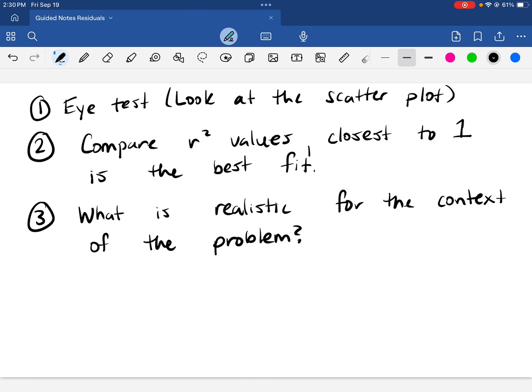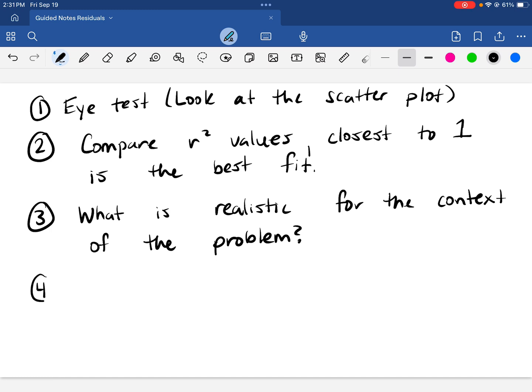So eye test, look at it, see what you think it is. If you're still unsure, or maybe you even are sure, but you want some other data points to back up your decision, compare the r squared values, look for the one that's closest to 1. You can always then think about realistically, as we talked about with the rolling of the die, it didn't make sense for it to be quadratic because then that means you're putting die back into the problem, which it was not telling you to do. So think about it realistically.